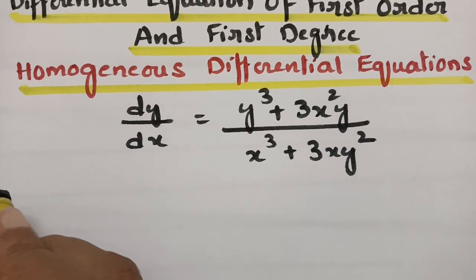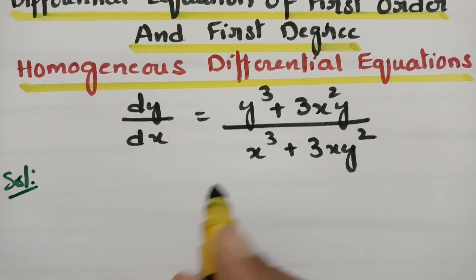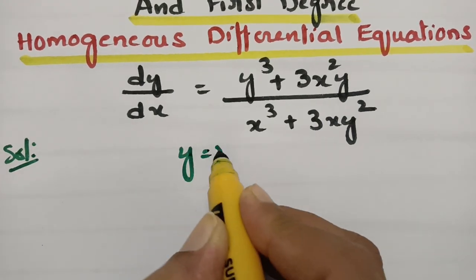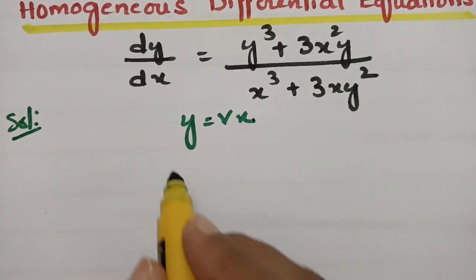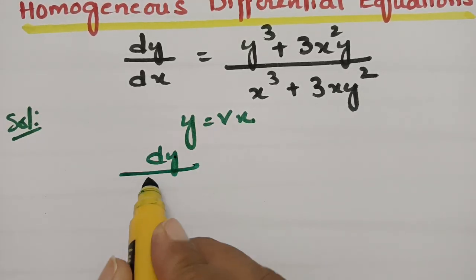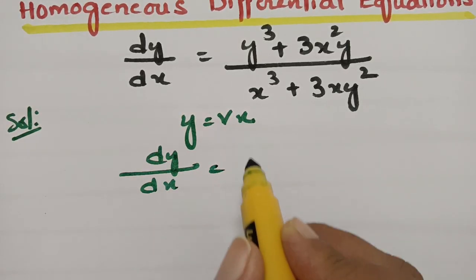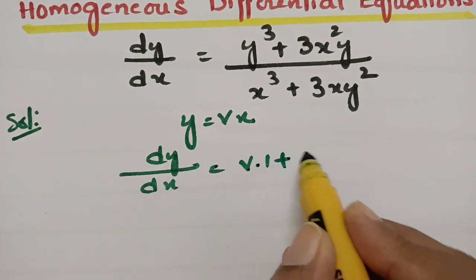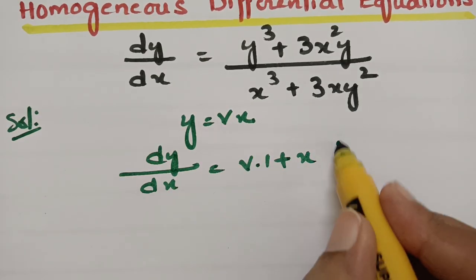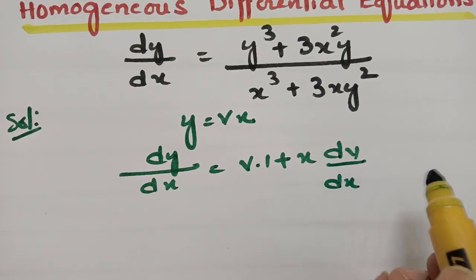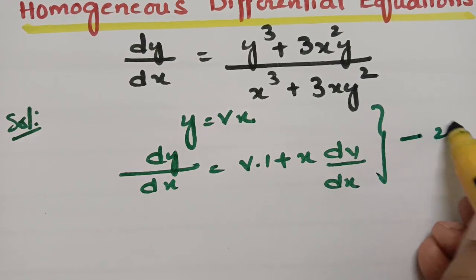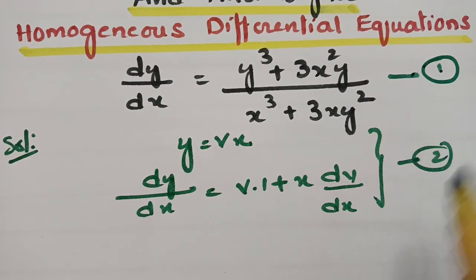Usually in the homogeneous differential equation, we take a substitution that y is equal to v into x. So if I make a derivative, dy by dx is equal to, for x it is 1, so v into 1, plus, if I leave x, for v it is dv by dx. So here is the substitution. This is equation 2 and this is equation 1.